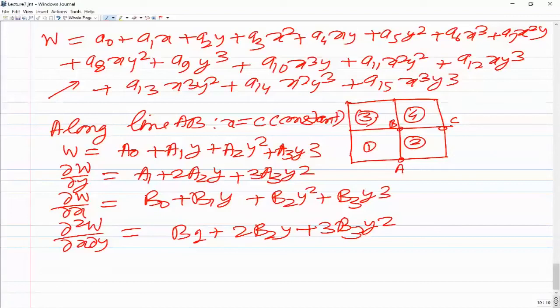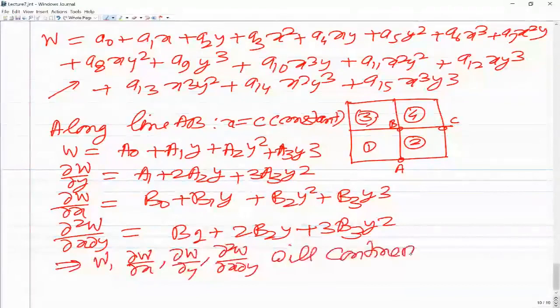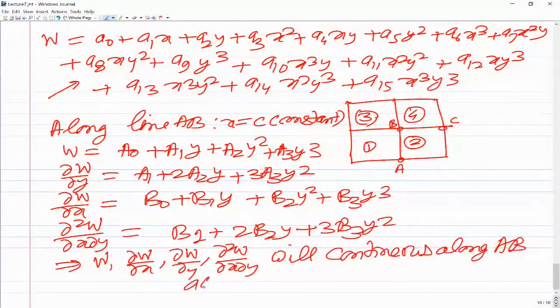So that means del w by del x and del 2 w by del x del y would be continuous along AB. So you can finally conclude from this that w, del w by del x, del w by del y, and del 2 w by del x del y will be continuous along AB across elements 1 and 2.